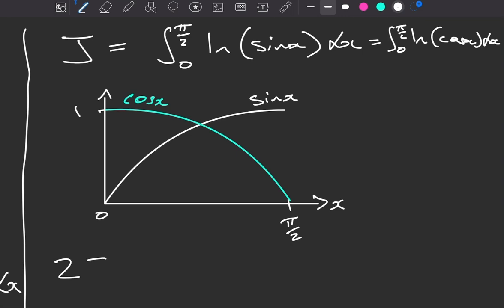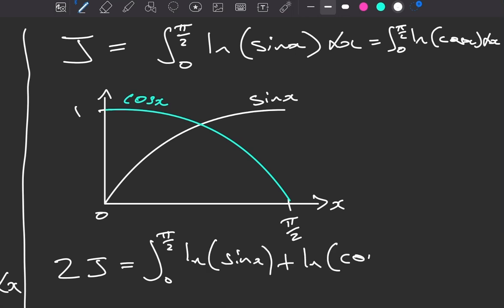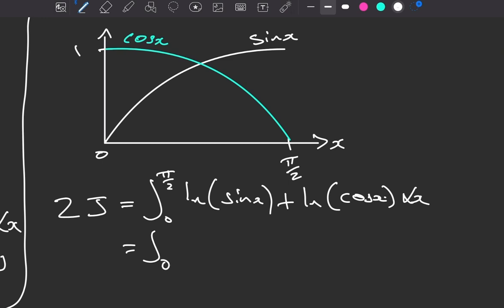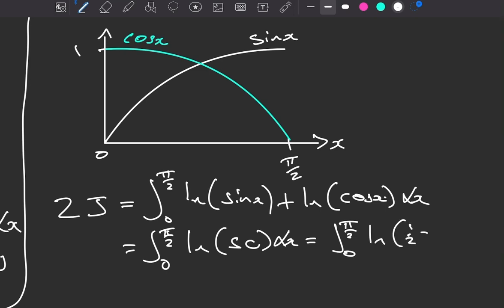So we can say 2 times J is equal to the integral from 0 to pi on 2 of the natural log of sine plus the natural log of cos. Now use the log laws to combine this stuff. So we'll have the integral, again 0 to pi on 2 of the log of sine times cos, which if we use the double angle formula, this is going to give us the integral, again same limits, pi on 2 and 0, of the log of half of sine 2x.